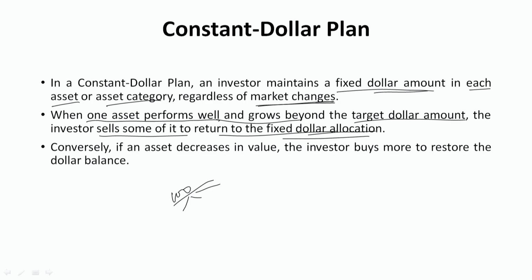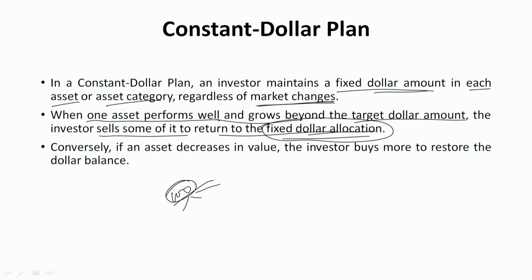What does this mean? It means that if there is an asset which is going beyond your actual expectation of return, then you are going to deviate from it and sell those assets. So, that amount is reallocated; it comes back to the fixed dollar allocation. I am not going to put it anywhere else. The target dollar amount would be the same, 100 would be the same.